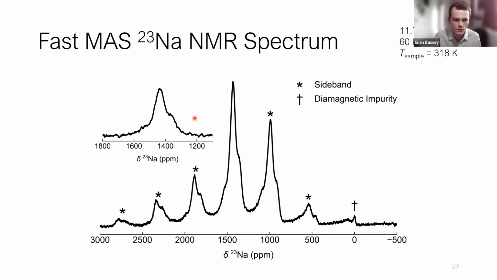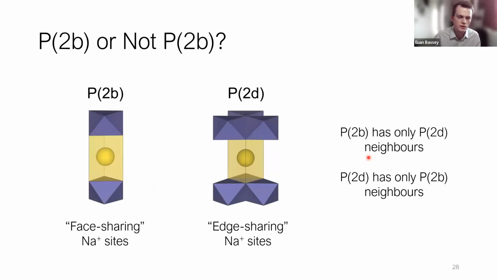Now it's a question of going away and being able to assign each of these resonances to a particular sodium environment. Before we do that, it's worthwhile noting there are 2 types of sodium environments. That doesn't mean there are only two environments, it's just 2 possible types. One is called P2B, where we have face sharing sites between the sodium prisms and the transition metal octahedra. One is called P2D, where we have an edge sharing site between the transition metals and this sodium prism.